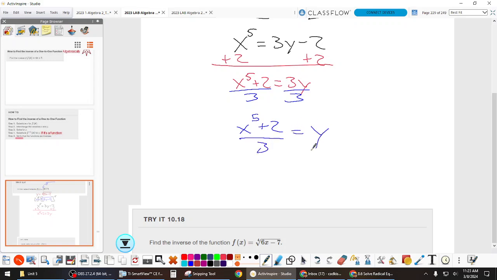Are we done? No. If you stop there on your quiz, are you done? No. What's the last thing? Switch the y to f inverse of x. Is that step optional, like the last one, apparently? Hold on. I think so.